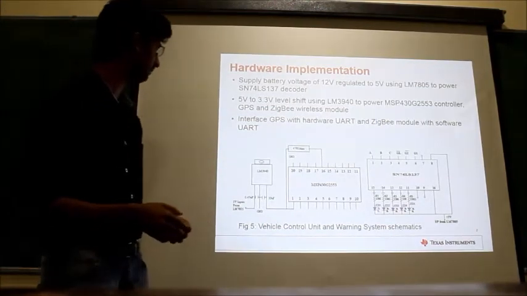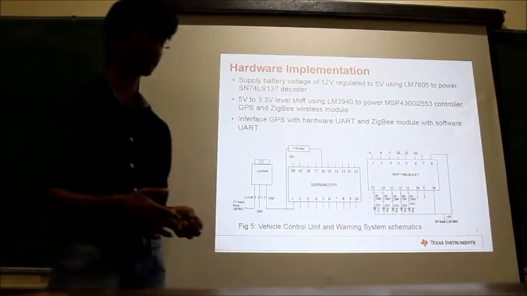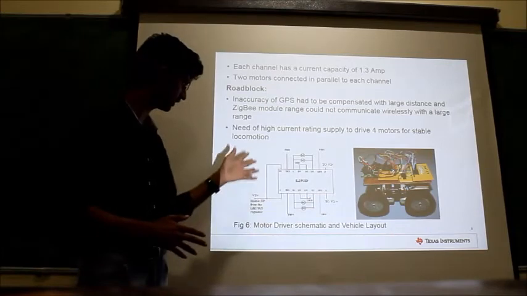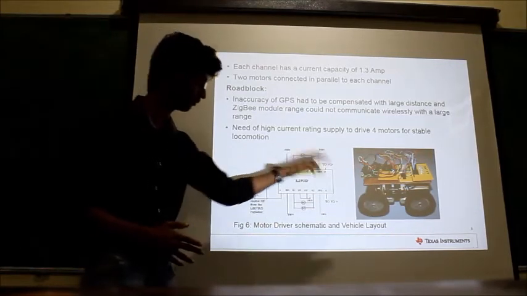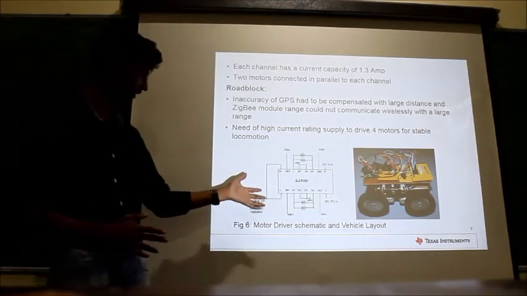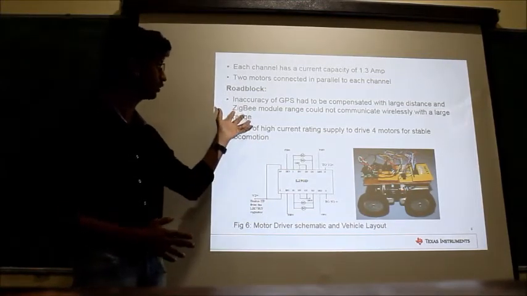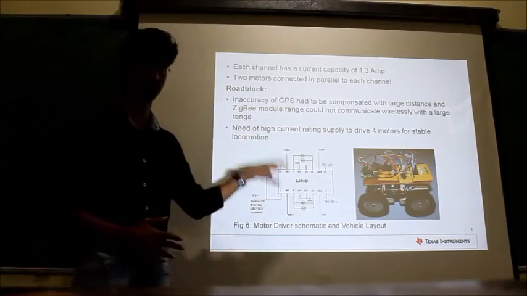Hence, we interface the GPS module with a hardware UART and the ZigBee module with a software UART. For the locomotion of the vehicle, we are using an L293D driver circuit and 4 motors. But in the L293D driver circuit, we have only two channels. Hence, we are connecting 2 motors in parallel to each channel.